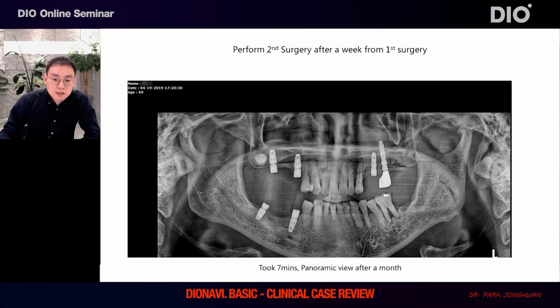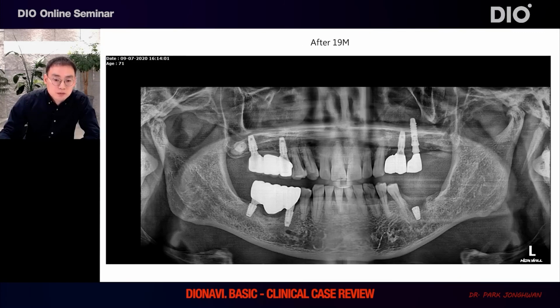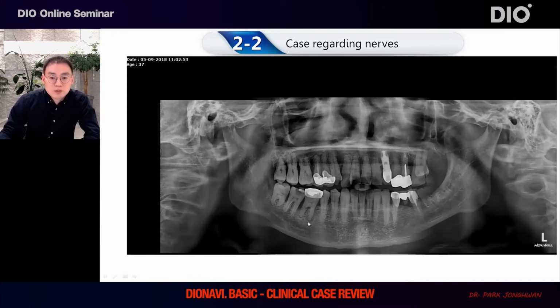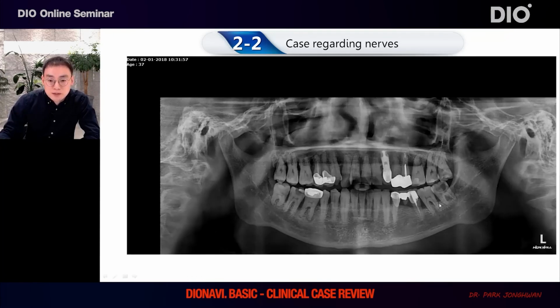If you look at the bottom left, I finally took it out. I took it out and placed it with DIO. As you can see, the bones treated with GBR has dissolved a lot, but there hasn't been any problem. And this is my second case that was close to the nerves. If you look at number 30, there isn't much bone left.